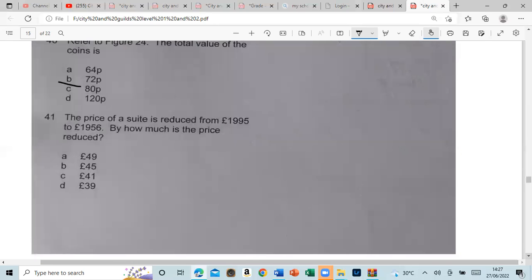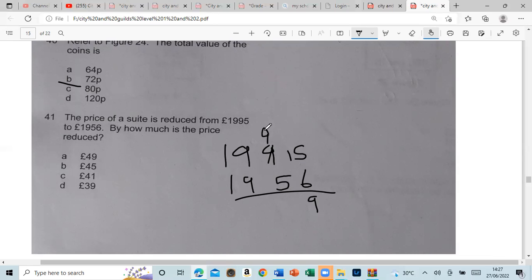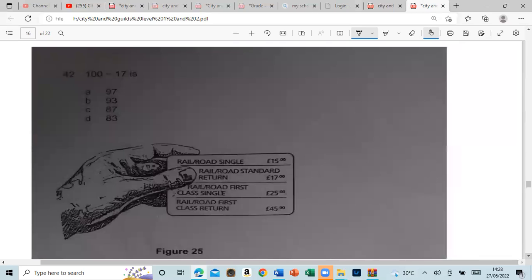The price of a suit is reduced from 1995 to 1956. How much is the price reduced? So we are supposed to subtract 1956 from 1995. 8 by 8. So 8 from the 500, so that's 39 pounds. Let's move on to 41. So it's a railroad. 100 minus 17, and that's 82.